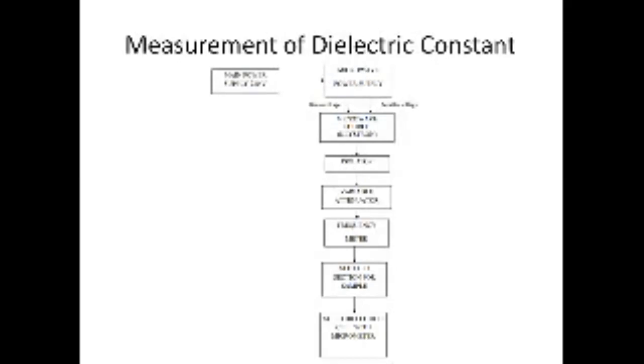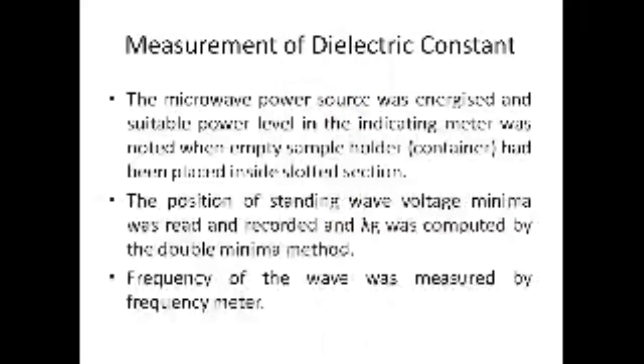In the frequency meter, the frequencies are measured, and there is a slotted section for the sample as well as a solid dielectric cell with a micrometer. These two sections are used for the placement of the dielectric material for which we are going to measure the dielectric constant. So we shall see the steps that are involved in the measurement of dielectric constant.